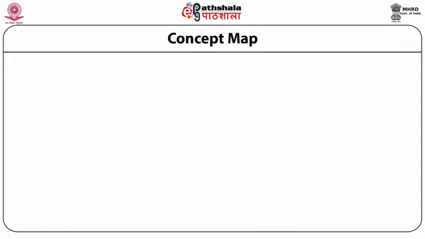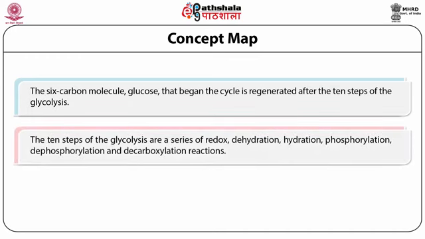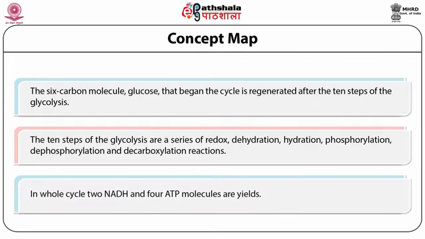If you see the concept map, the 6 carbon molecule glucose that began the cycle is regenerated after the 10th step of glycolysis. The 10 steps of glycolysis are a series of redox, dehydration, hydration, phosphorylation, dephosphorylation, and decarboxylation reactions. In the whole cycle, 2 NADH and 4 ATP molecules are yielded.